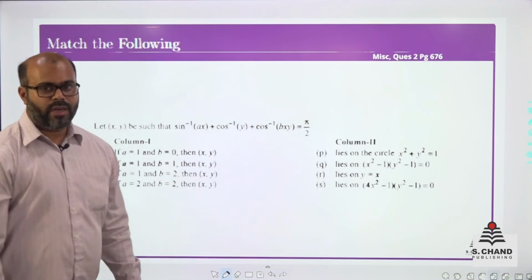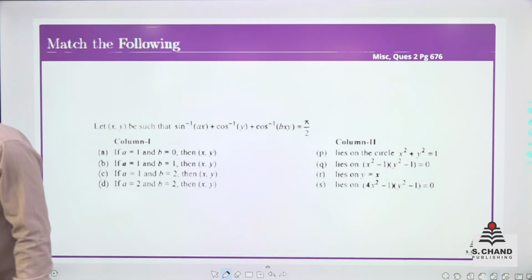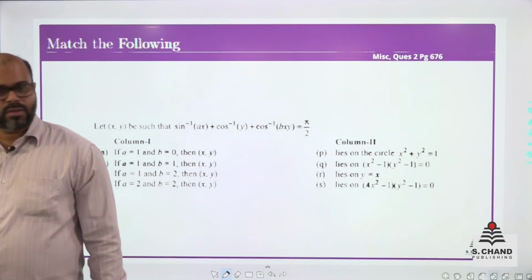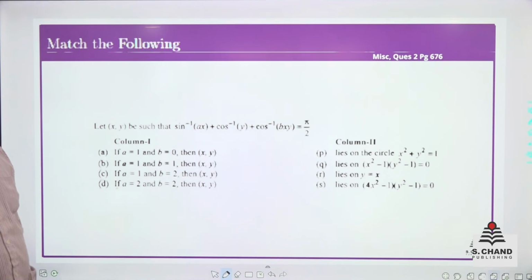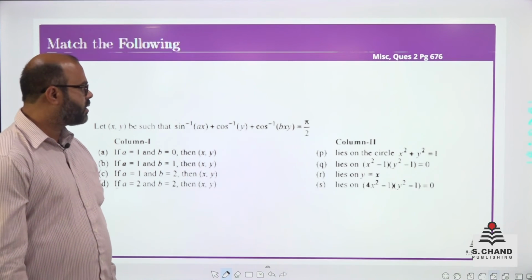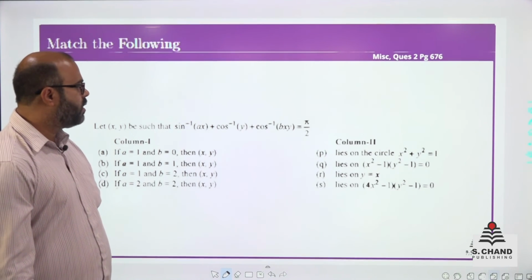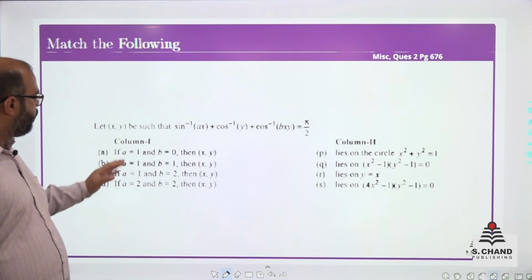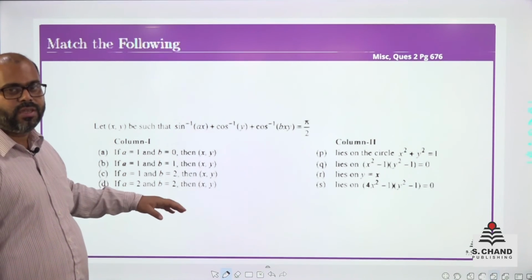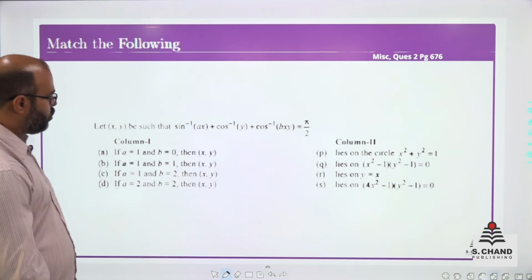Now let us come to the last question, which is a match the following question. In this question, you have been given entries on the left hand side and entries on the right hand side. You have to match them. What is the question? Let x and y be such that sin inverse x plus cos inverse y plus cos inverse bxy is equal to pi by 2. Now there are a few values of a and b which are changing, and you have to solve. So let me write it.